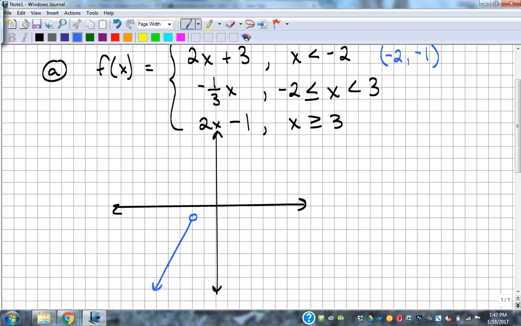Has an arrow on the end because it says all the x's that are less than negative 2. So it keeps going this way. Okay? Another way of doing that would be pick an x value that's less than negative 2 and plug it in. So like negative 5. That'd be negative 10 plus 3 would be negative 7. So at negative 5, I could go down here. There's negative 7. That's the point on the graph. So you could plug in x values if you want to.